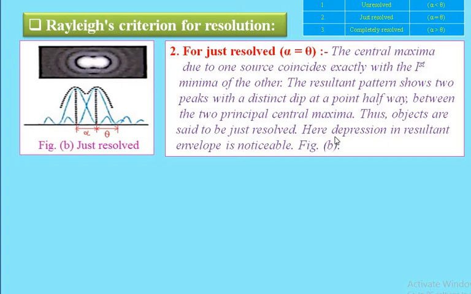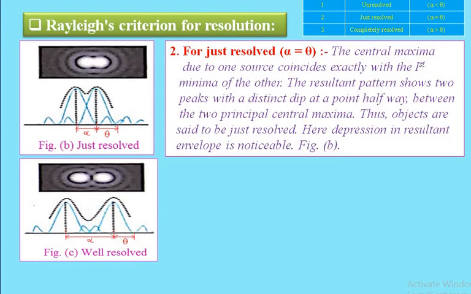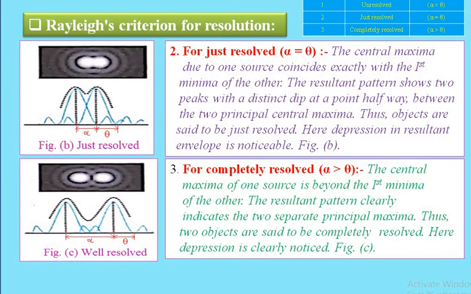Here, diffraction in the resultant envelope is noticeable. And the third case is well resolved or completely resolved. Here, the two maxima are separate. The value of alpha is greater than theta, called a well resolved condition or completely resolved condition. Alpha greater than theta: the central maxima of one source lies beyond the first minima due to the other source.